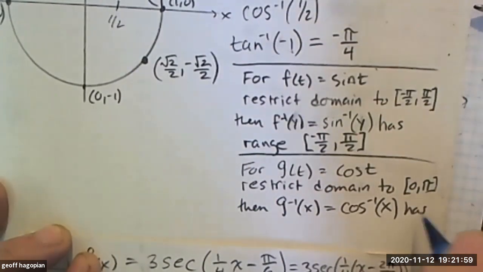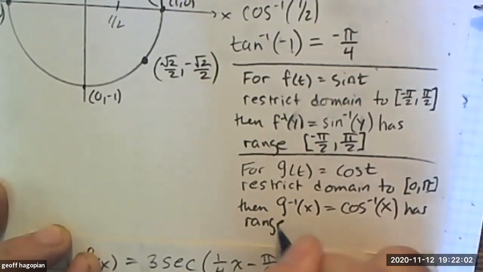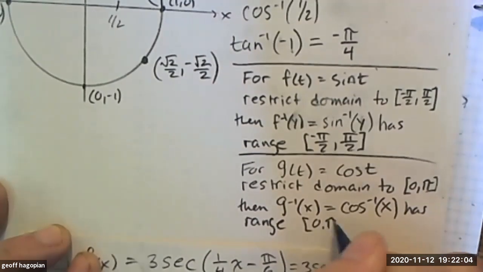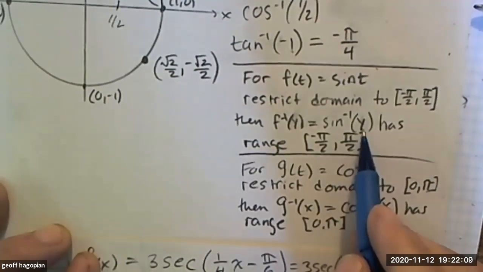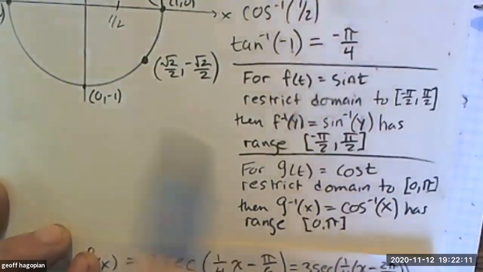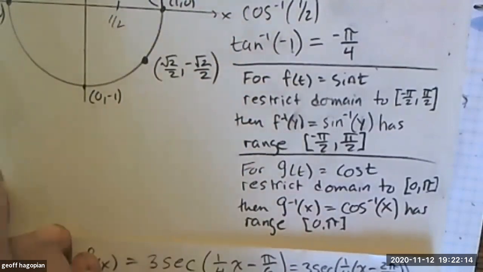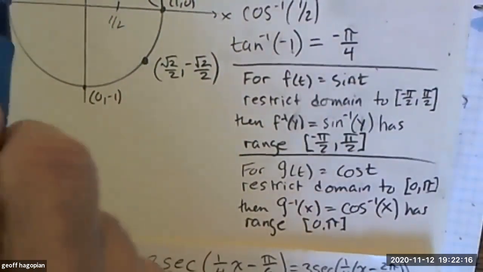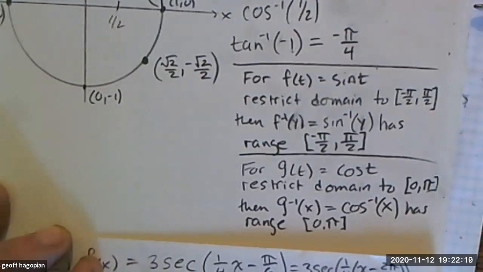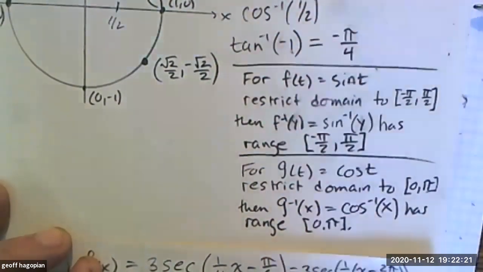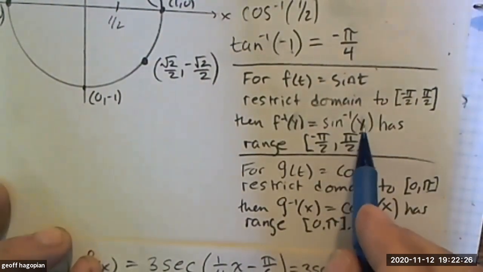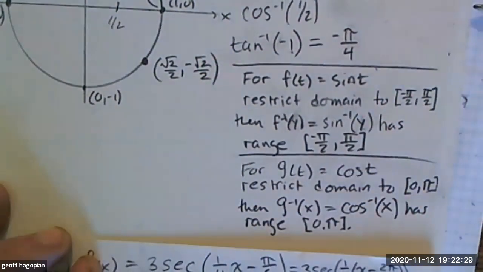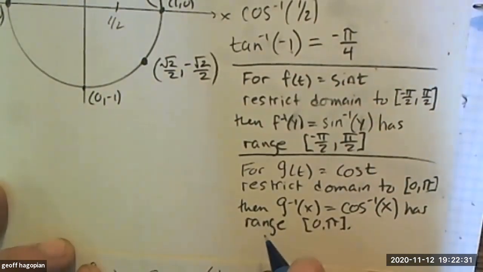It has range 0 to pi, right? Because you swap domain and range. What's the domain of the inverse cosine? It's the same as the domain of the inverse sine, which are all the x values on the unit circle, between -1 and 1, right? All the y values on the unit circle are between -1 and 1. So the domain of the inverse cosine is the same as the domain of the inverse sine, and that's the interval from -1 to 1. It's the same as the range of the sine and cosine, right?